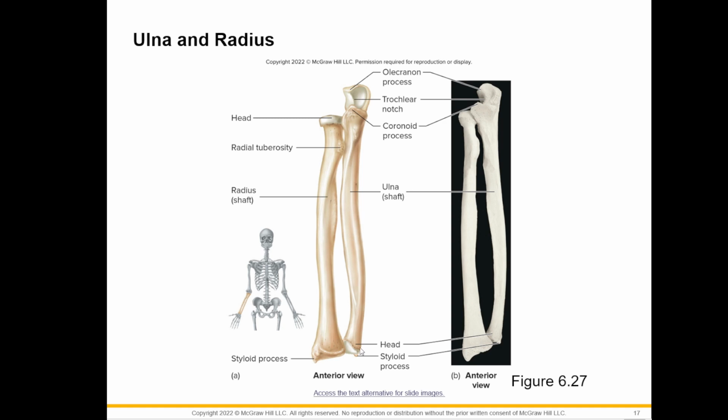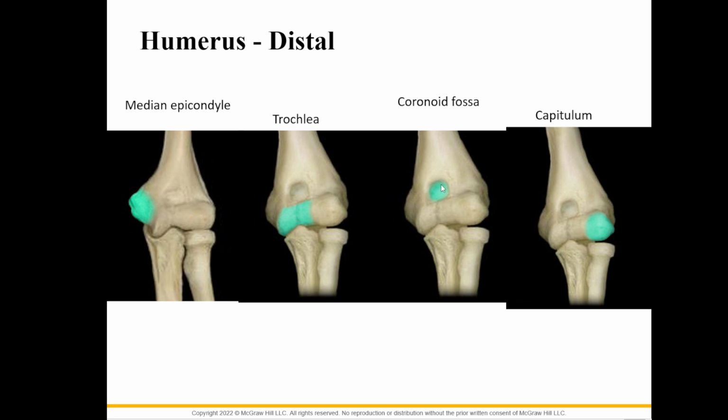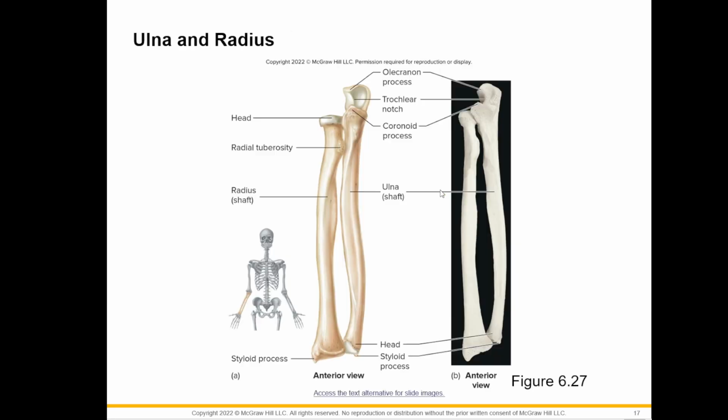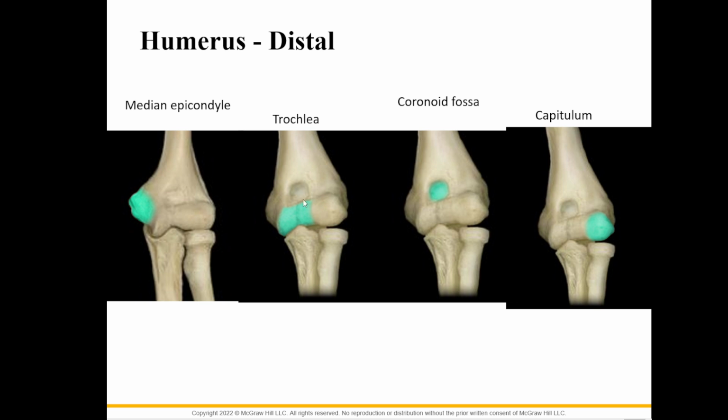And then, we have here the head of the ulna at the bottom. Okay? The shaft of the ulna. And then, we have this protrusion here. We call it the coronoid process. And that coronoid process would enter the coronoid fossa. And then, we have the olecranon process. Itong olecranon process is very important because it will attach to your trochlea. It would attach to your trochlear condyle.